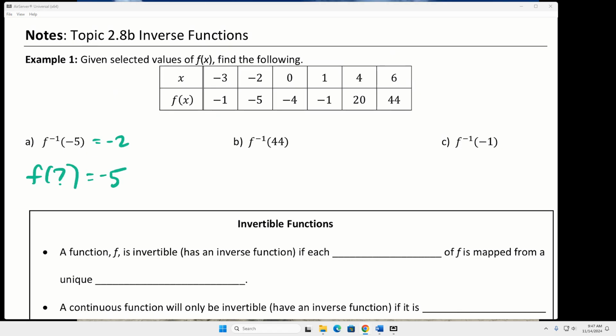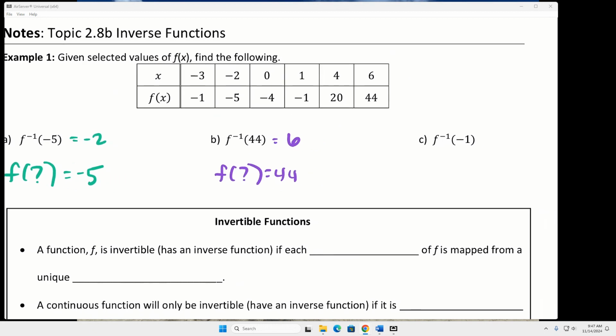Right. Same thing on B: f inverse of 44 is saying f of what gives you 44. And that's just going to be 6. And then C takes us to something that's a little bit of an issue. If we're supposed to evaluate the inverse function when x is -1, what would you guys say?